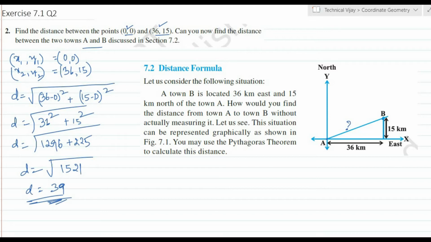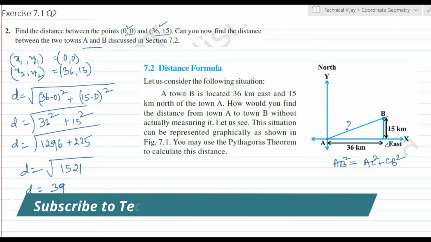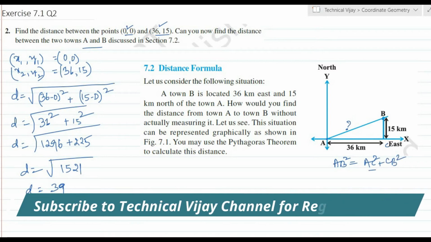So before going to coordinate geometry, what we are going to do? We are using the Pythagoras theorem, that is, this hypotenuse AB squared can be found by using, suppose this is C, AC squared plus CB squared. Like this we are going to find out. By knowing the AC value, that is 36 squared plus 15 squared, like this we are finding. So after that AB is equal to the square root of 36 squared plus 15 squared.